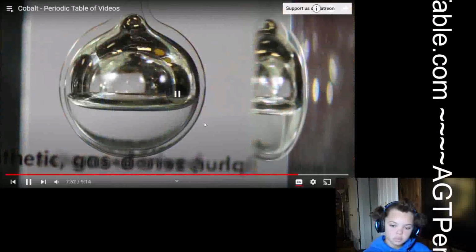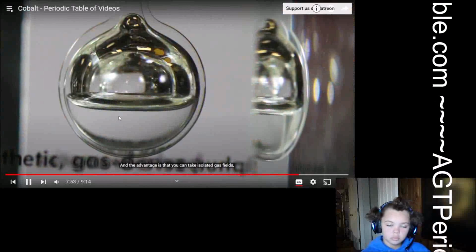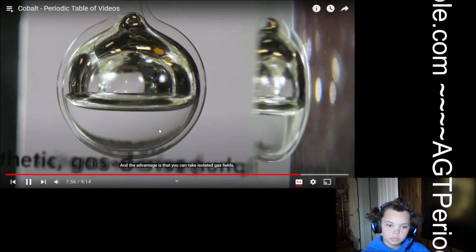Cobalt is also very important as a catalyst. It is used in a variety of industrial processes, particularly a process for converting natural gas, or rather a mixture of carbon monoxide and hydrogen, which can be made from natural gas, and has the rather amusing name of syngas, for synthesis gas. And using a cobalt catalyst, you can then convert it to liquid fuels for cars or lorries. That's cool. And the advantage is that you can take isolated gas fields where there's natural gas, methane, and convert it into liquid fuel that can then be transported.